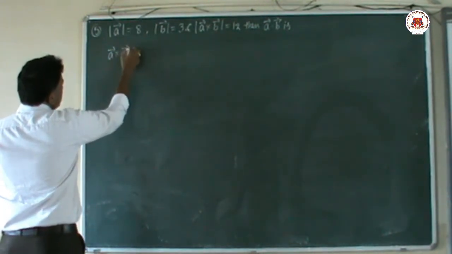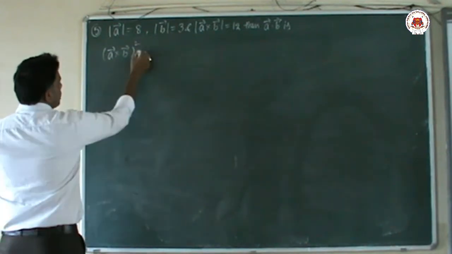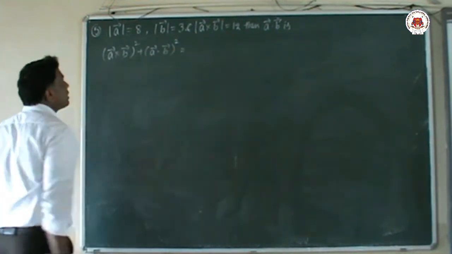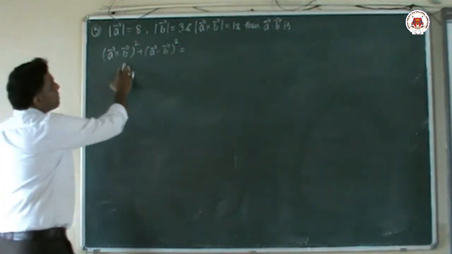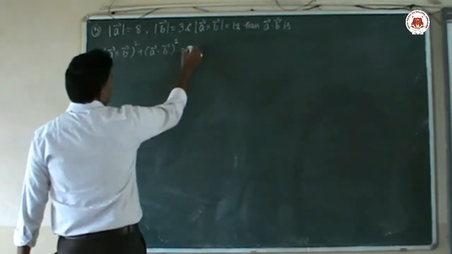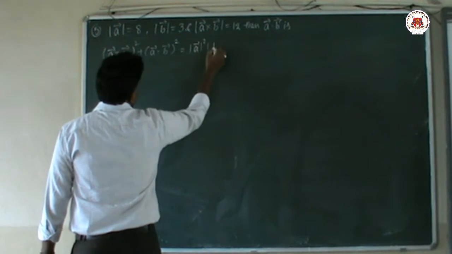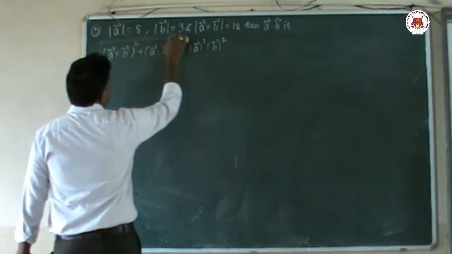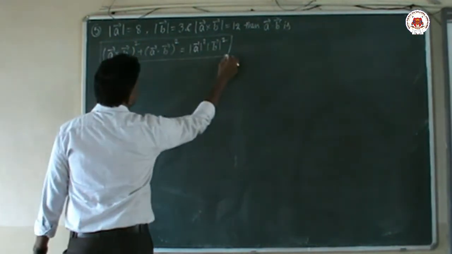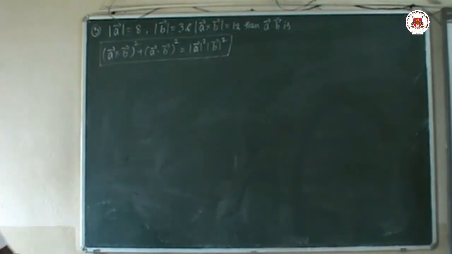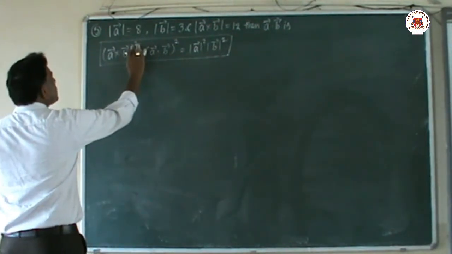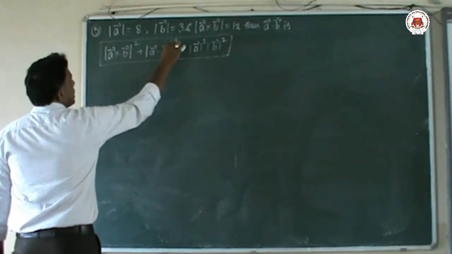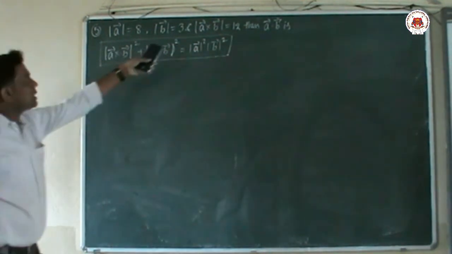Mod of vector A cross vector B whole squared, plus vector A dot vector B whole squared, is equal to mod A squared times mod B squared. This is the relation between the cross product and dot product. We have this problem in our textbook in the miscellaneous exercise. So children, squaring is nothing but the modulus also. Now, here the mod of A cross B value is already given.